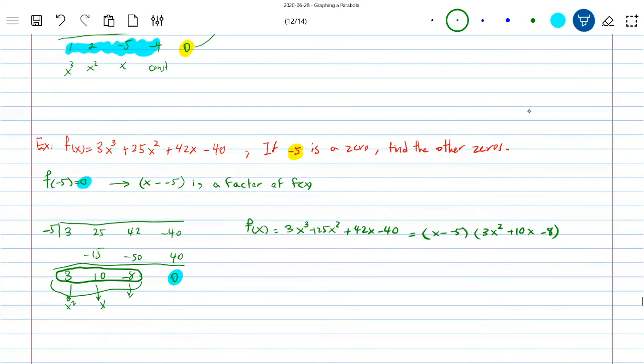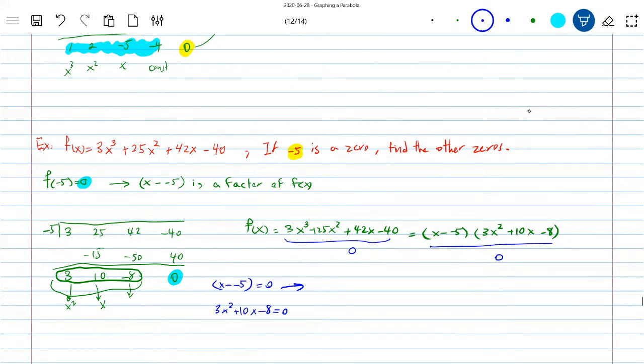So how do we find the zeros? If you want to find the zeros, you set this equal to 0, which is the same as saying this is equal to 0. So x minus -5 equal to 0, or 3x squared plus 10x minus 8 equal to 0. This one already gives us the solution x equal to -5. This is what we started with. It is given already, so we're just confirming that this is a solution.